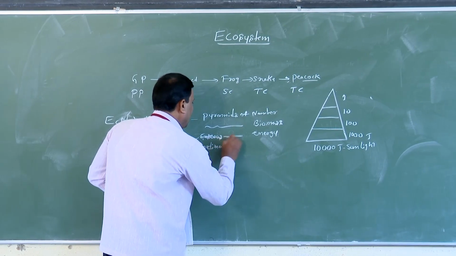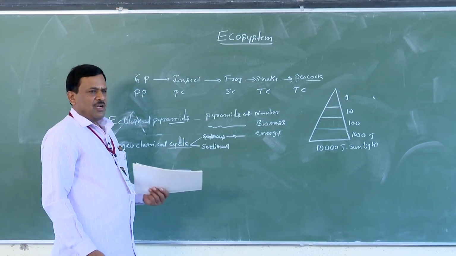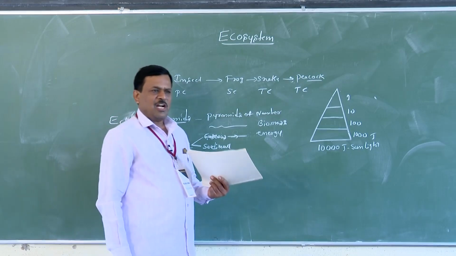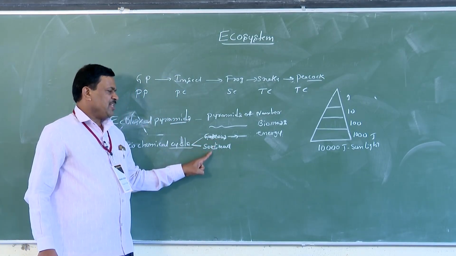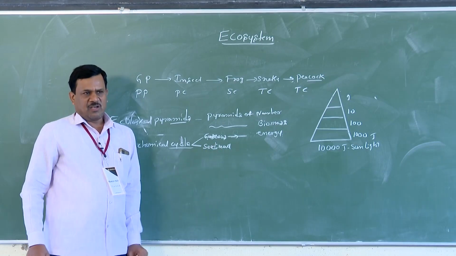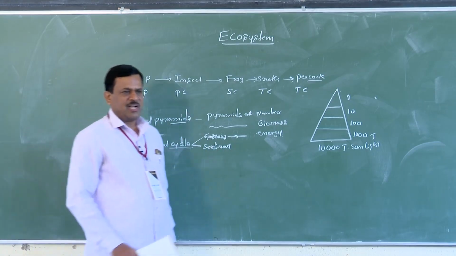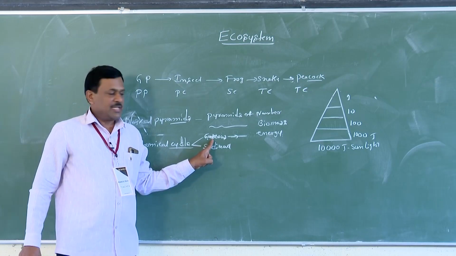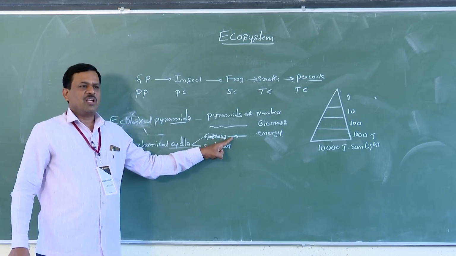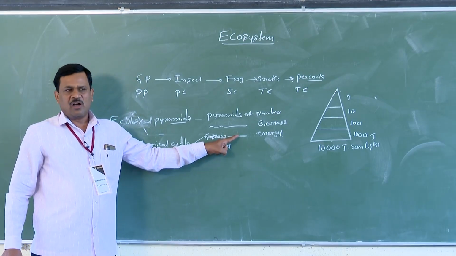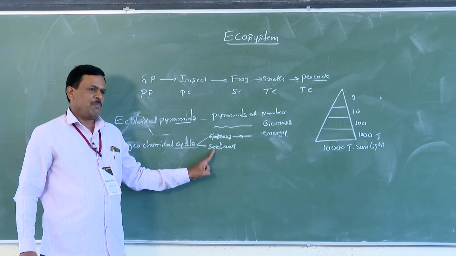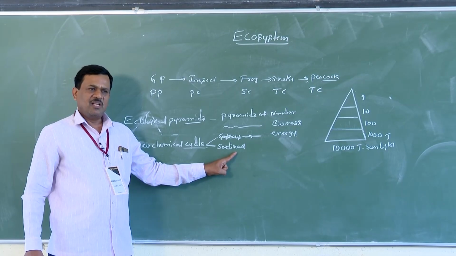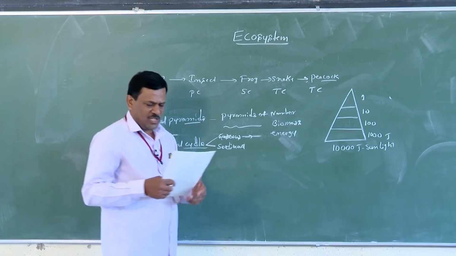Gaseous cycle: the atmosphere is the reservoir. Sedimentary cycle: the reservoir is the earth's crust, the phosphorus content in the earth crust. Good examples of gaseous cycles are the nitrogen cycle, oxygen cycle and carbon cycle. Sedimentary cycles are the phosphorus cycle and sulfur cycle. These are also good examples.